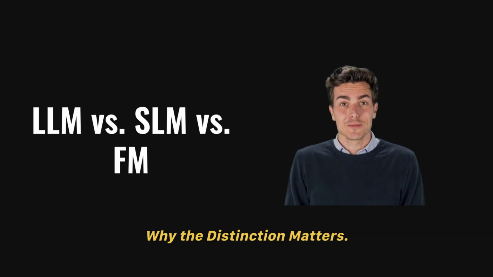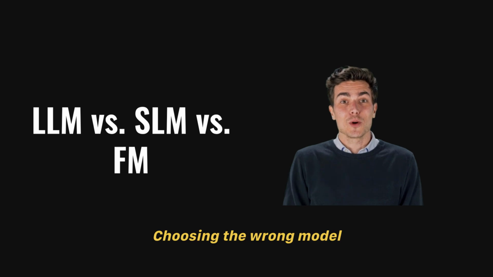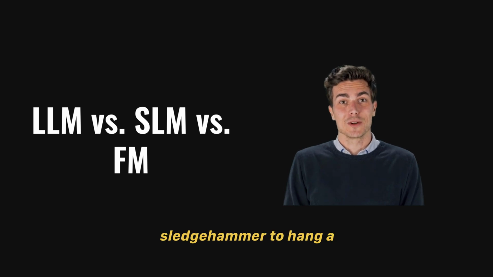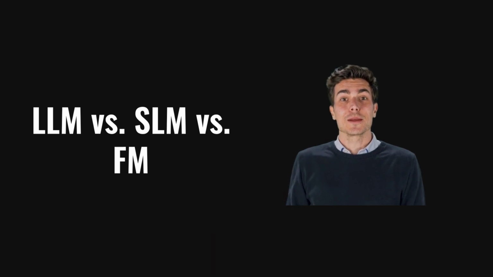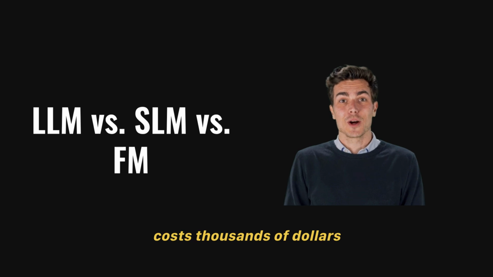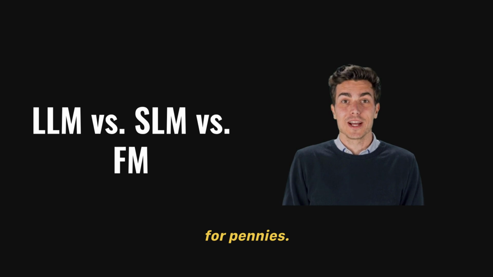Why the distinction matters. Choosing the wrong model is like using a sledgehammer to hang a picture frame, or using a toothpick to build a skyscraper. Be cautious of the cost. Running a massive LLM costs thousands of dollars in compute. An SLM can run for pennies.